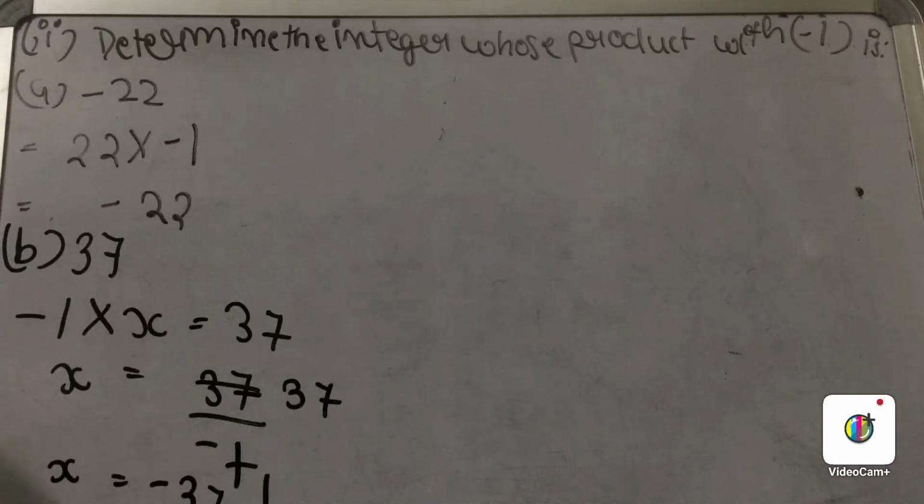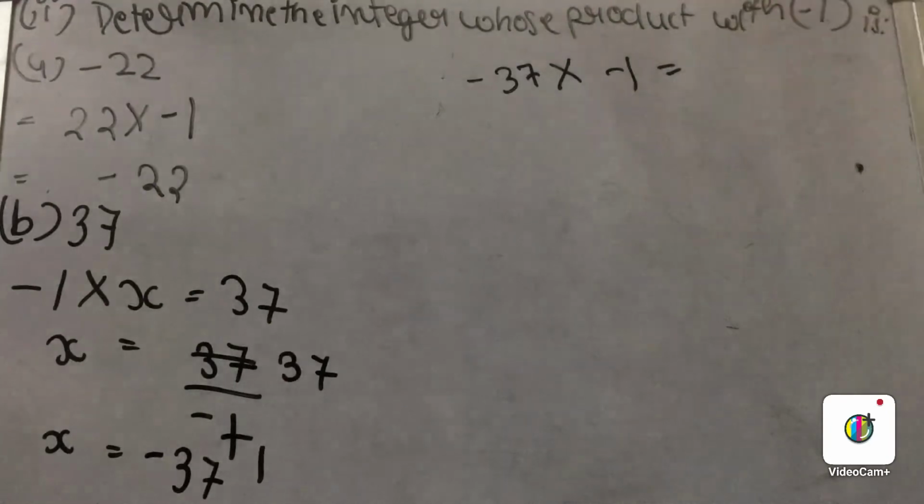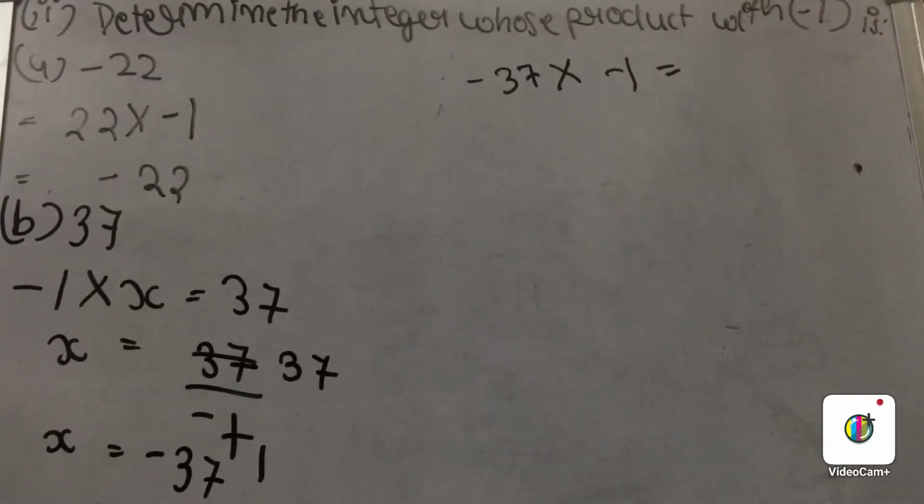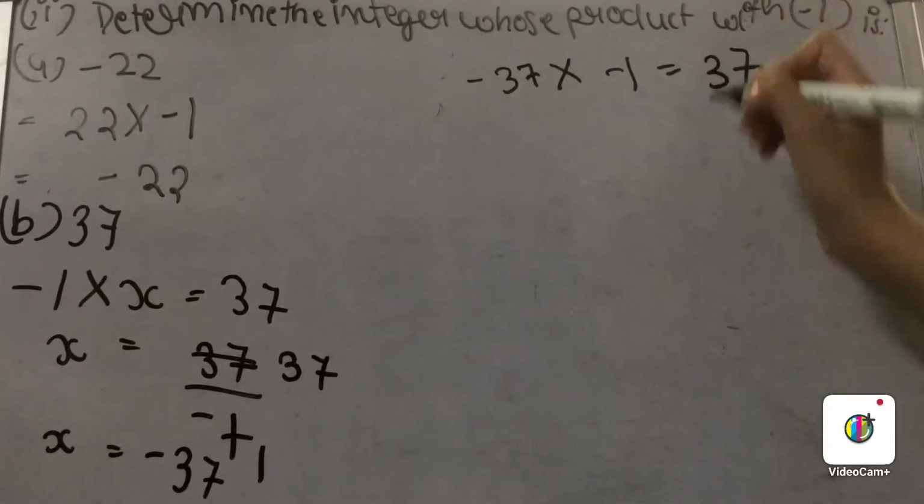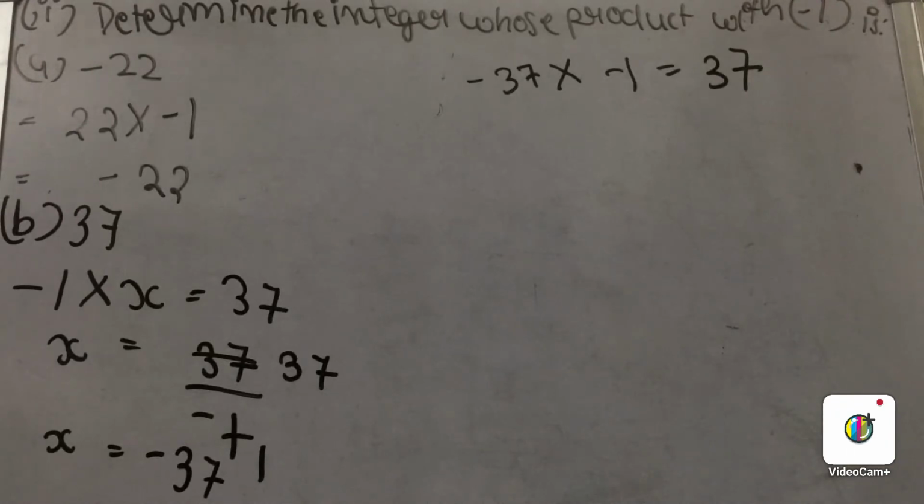And so you can write it as minus 37 multiply minus 1 equal to 37, because 37 multiply 1 is 37 and minus minus plus, so this will be 37. So this is your answer. Now let us move to the C part.